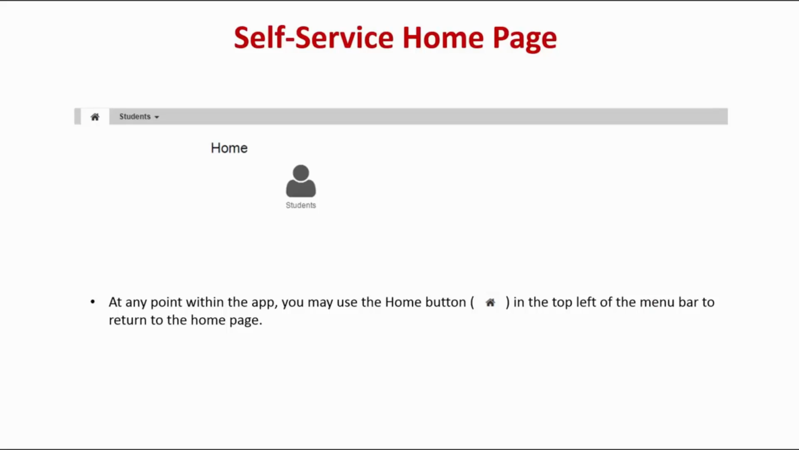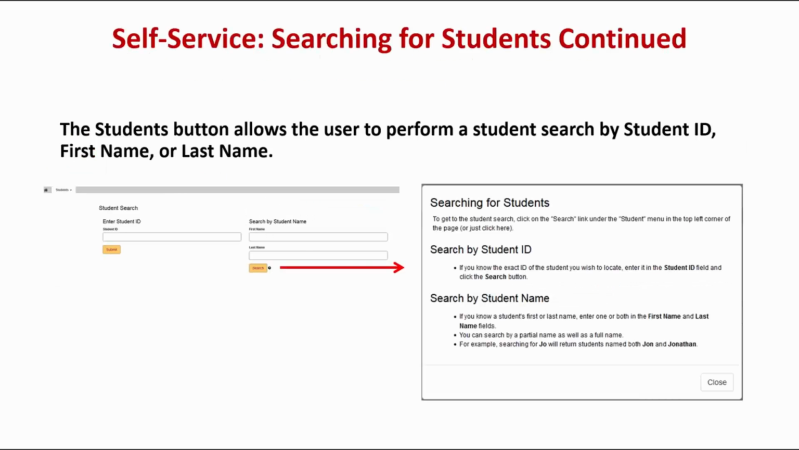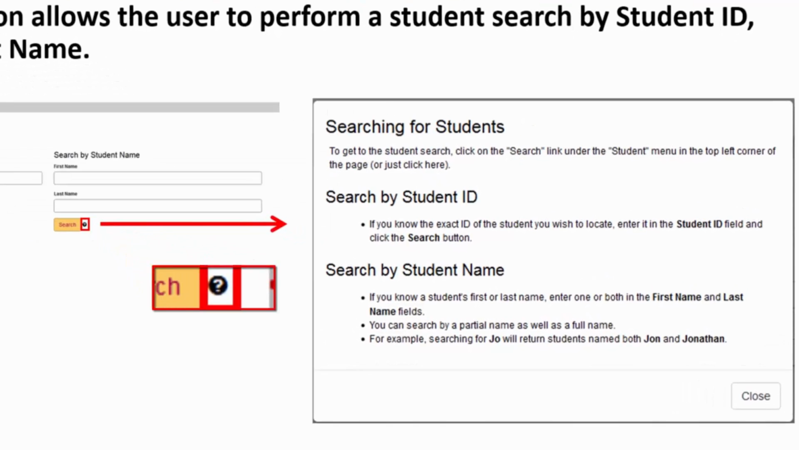When you first access SelfService, your home page will have a drop-down box for Students and an icon for Students. The search for a student can start by either clicking on the drop-down box next to Students and then selecting Search, or you can click on the Students icon. The Students button allows the user to perform a student search by student ID, first name, or last name. The question icon opens an information box with instructions on how to search for a student.